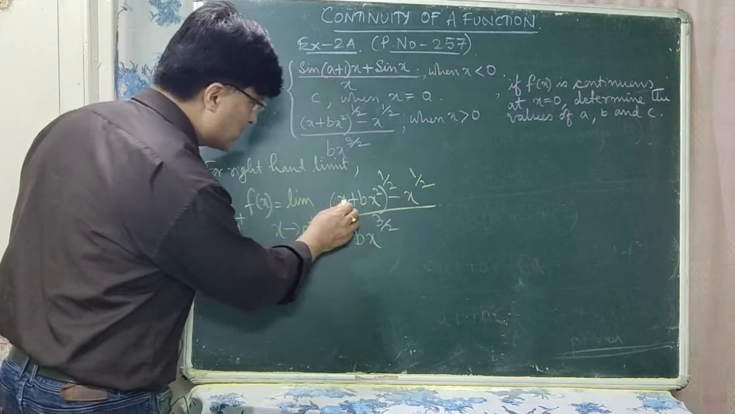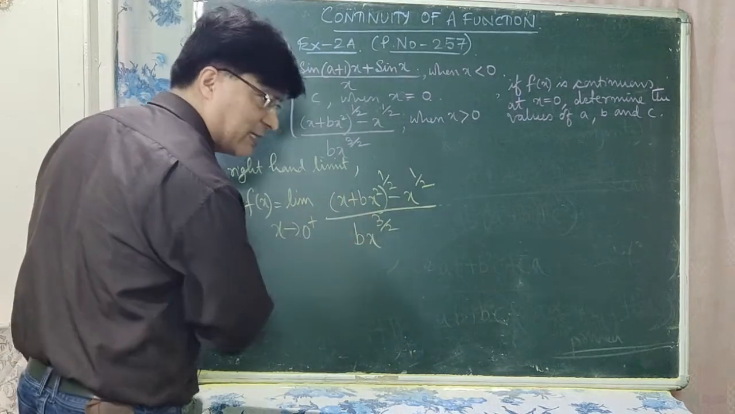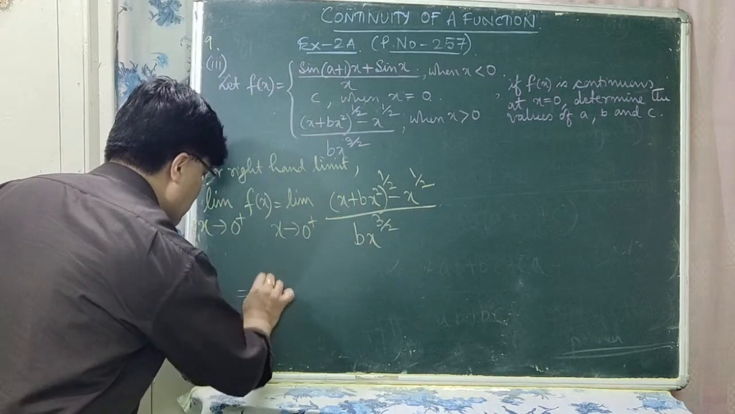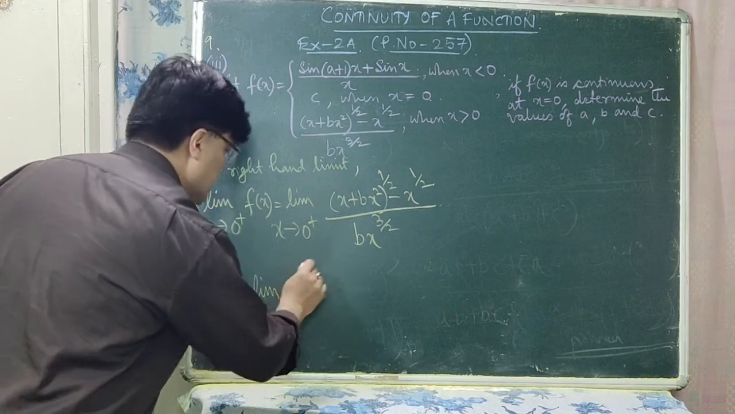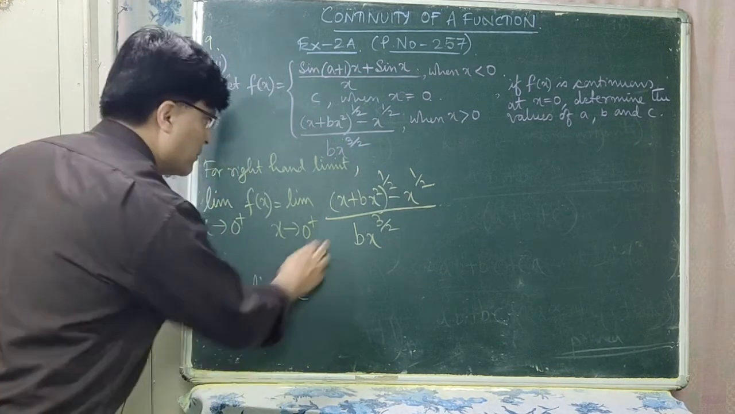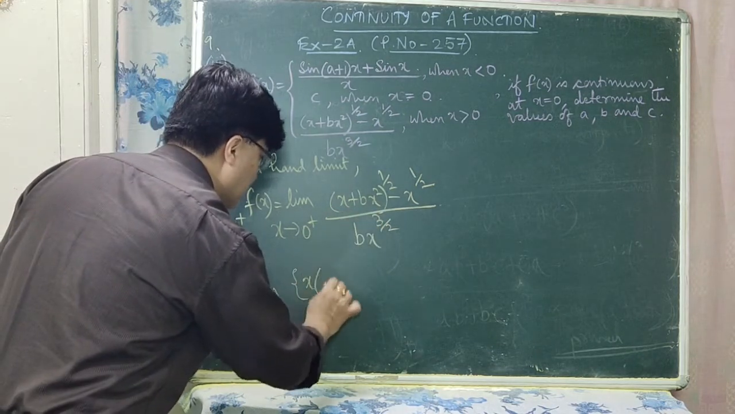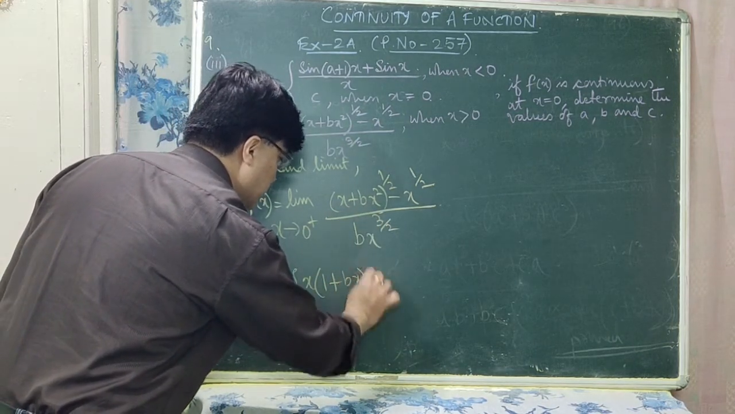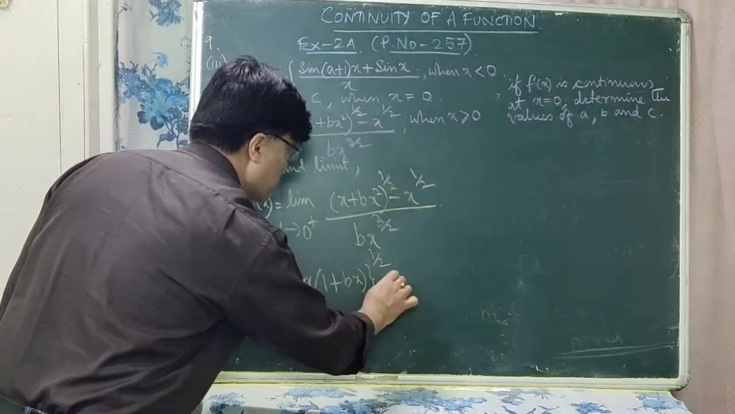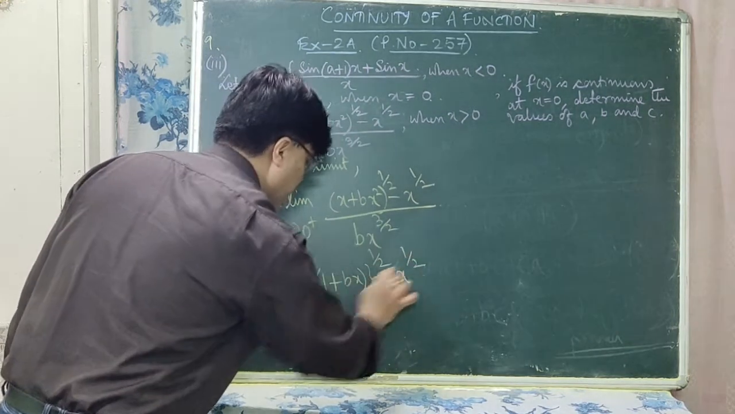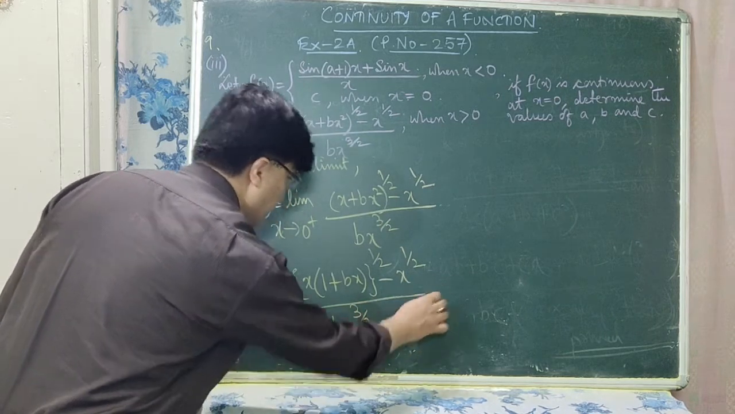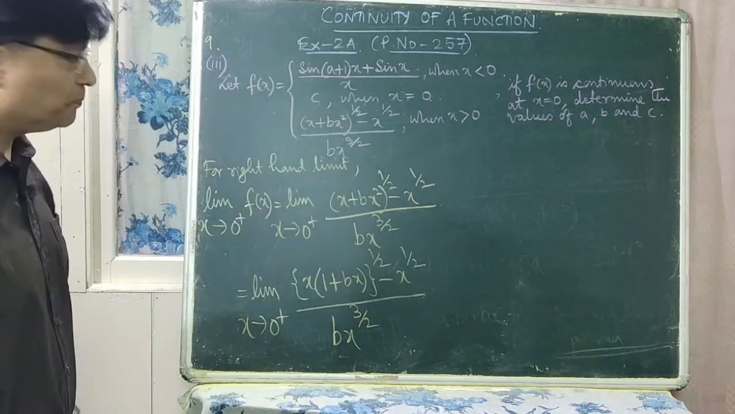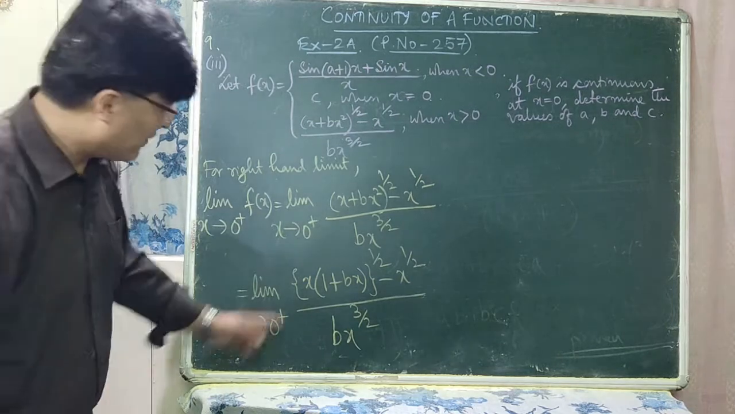Now here in x plus bx squared, what is common? x is common here, so it is equal to limit x tends to 0 plus. Now write down within the second bracket what is common here. x is common, within the bracket 1 plus bx, second bracket closed, whole to the power half, minus x whole to the power half, divided by bx to the power 3 by 2. Is it understood now? Let us simplify this expression.